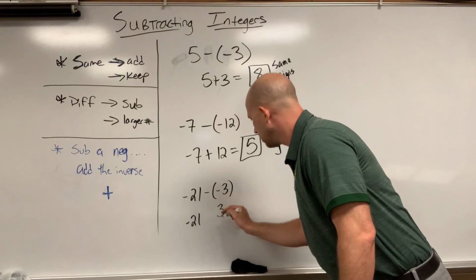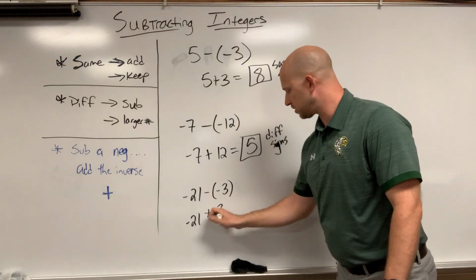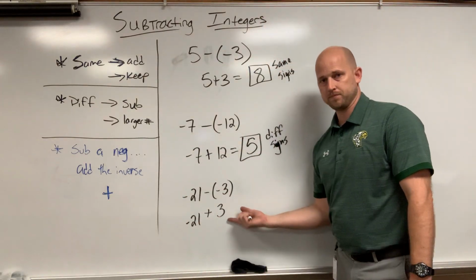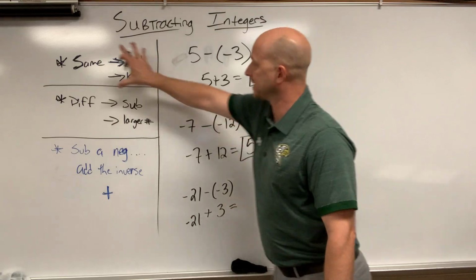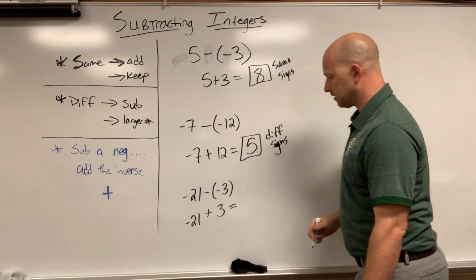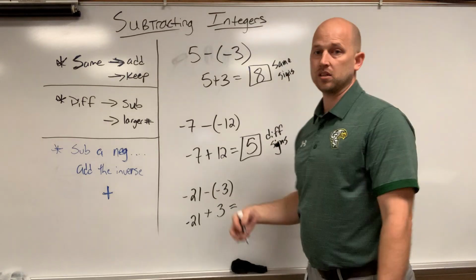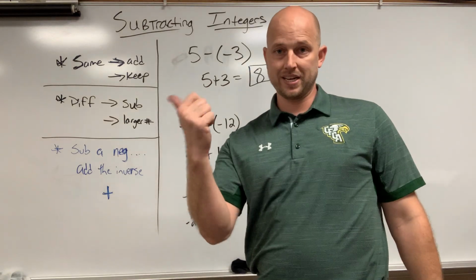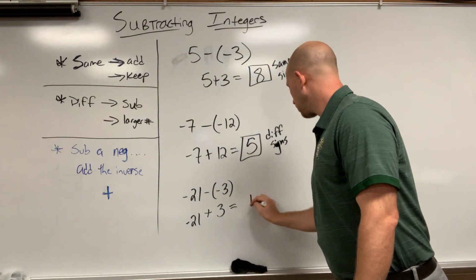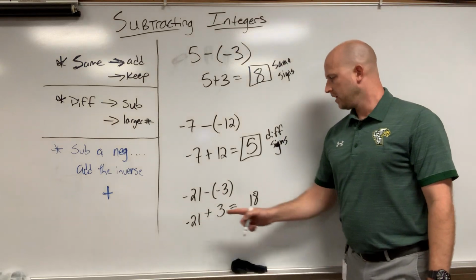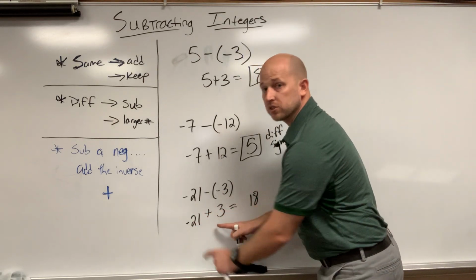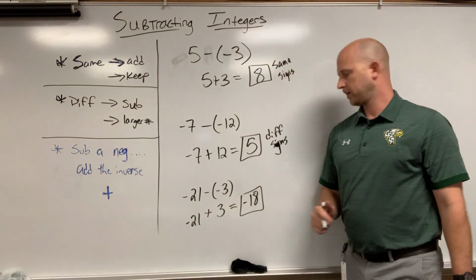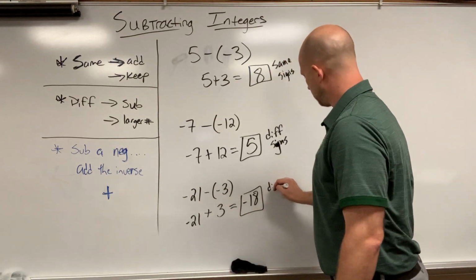Our 3 stays because it's adding the inverse. So we're going to change this to addition. The inverse, the opposite of a -3 is a +3. So that becomes that. Now we go back to these rules over here. Same signs, different signs. These are different, so we're going to subtract. Take 21 and subtract 3 from 21. 21, 20, 19, 18. So there's our 3s, we took away 18. Now we take the sign from the larger number. 21 is larger than 3, 21 is negative. Answer is negative. And we found that out because we use different signs.